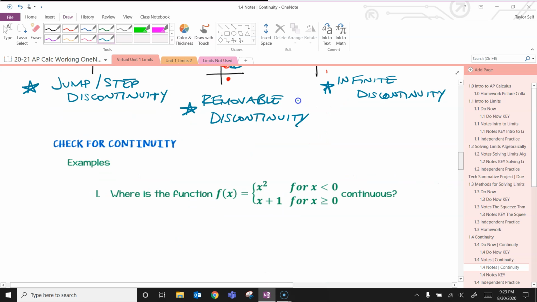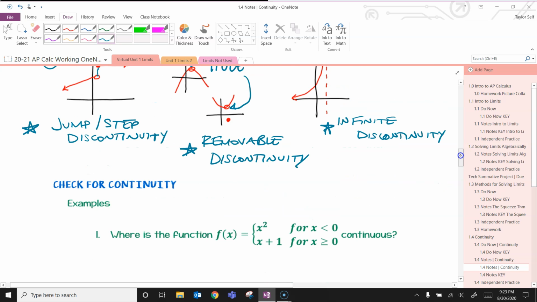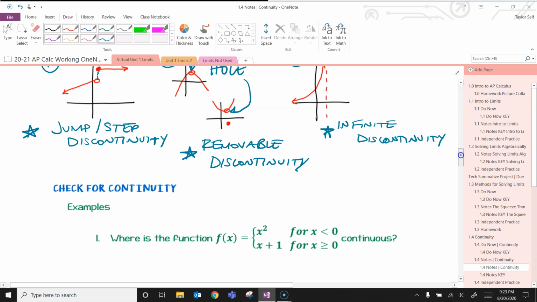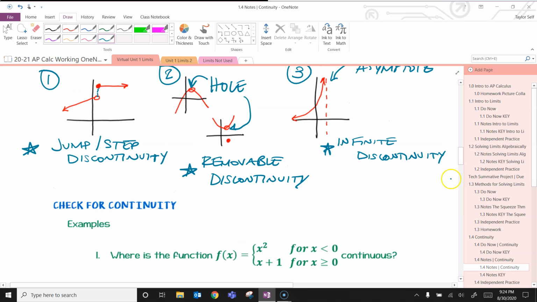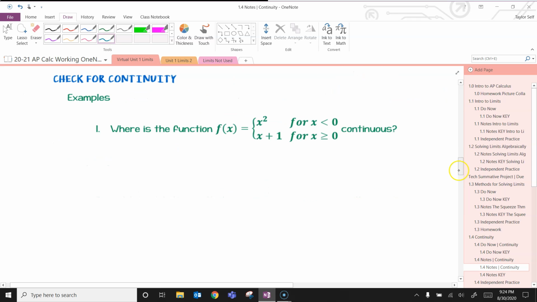Let's move on. Now we're going to do a check for continuity. So please get this example problem down as fast as you possibly can. Get this example problem down ASAP. So examples, where is the function f of x, and this is a piecewise function, right, 2 pieces, f of x equals x squared for x is less than 0, and then f of x equals x plus 1 for x is greater than or equal to 0. Where is this function continuous?